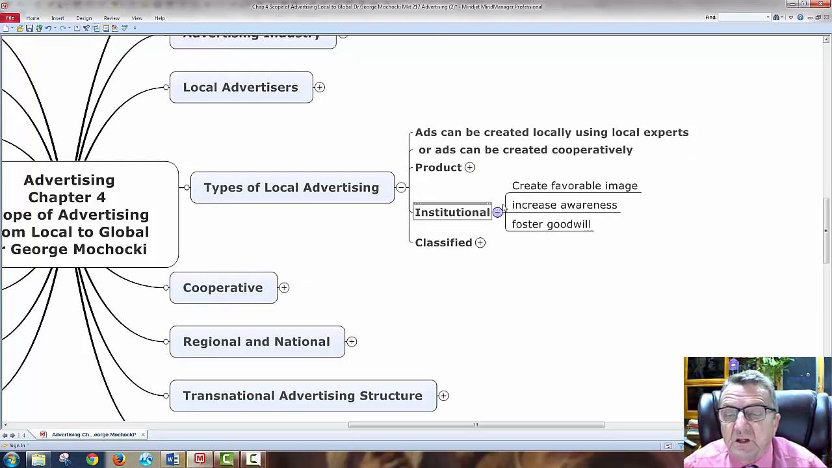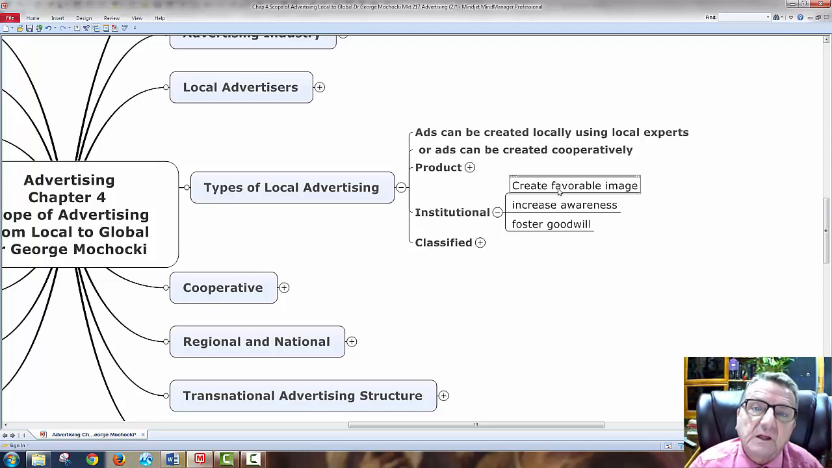Okay, institutional creates a favorable image. So some of our local ads may be just for awareness, to foster goodwill. Let's say when BP had an oil spill. It hurt the economy and that thing. They did a lot of backpedaling, for lack of better words, but they started having local ads. We are concerned about the environment. We help so many people, even though it was basically to increase awareness and foster goodwill. We messed up. What could I do now to improve?